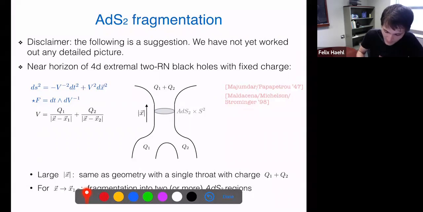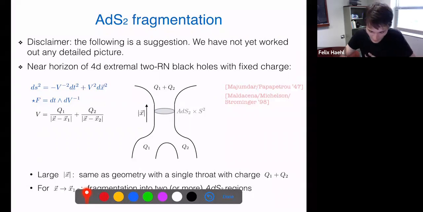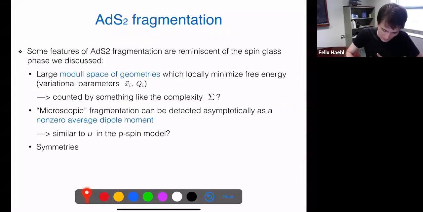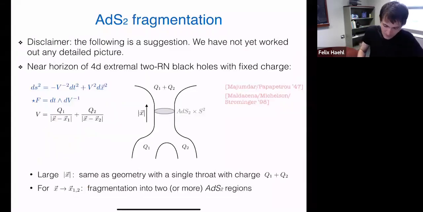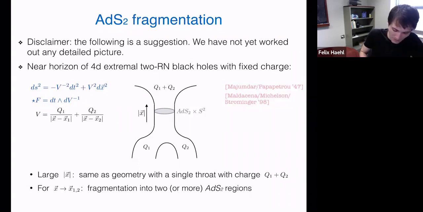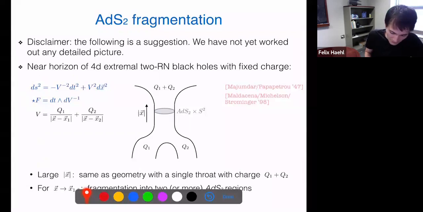in this paper by Maldacena, Michelson and Strominger, and it's based on the existence of a solution to 4D Einstein-Maxwell theory. The simplest example would be that you consider two extremal Reissner-Nordstrom black holes with some charge in 4D Einstein-Maxwell. And then there's this nice exact solution.